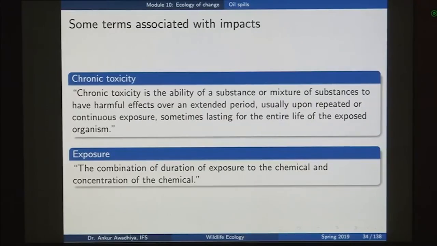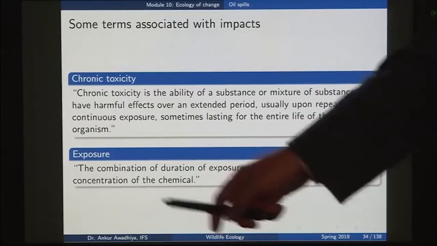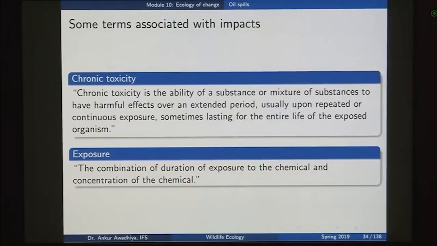Now, there is another term, which is exposure. Exposure is the combination of the duration of exposure to the chemical and the concentration of the chemical. So, the time for which the organism was exposed and the concentration of the chemical. Again, coming back to the example of pesticides, if you have a heavy concentration of pesticide and you expose an organism to that, it is a heavy exposure. Or if you have a moderate concentration of the pesticide and you expose the organism for a very long period of time, that again would count as a significant exposure to the chemical.